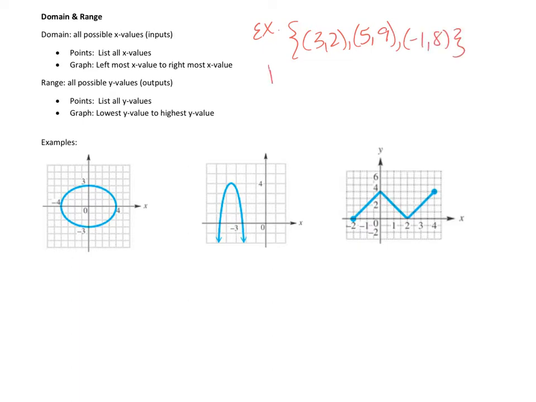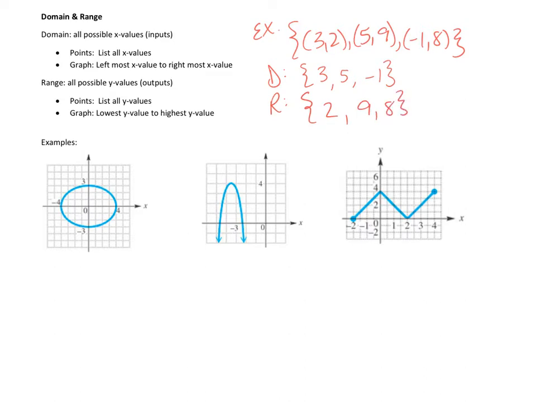If I wanted to find the domain, and sometimes we'll just use a capital D colon to represent domain, I would just list all of the x values that we see. So it's going to be the list of the numbers 3, 5, and -1. You can put them in number order, you don't have to. Then to find the range, I would just simply list all of the y values. So I'm going to have 2, 9, and 8.